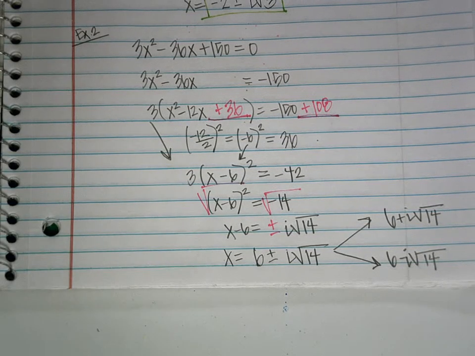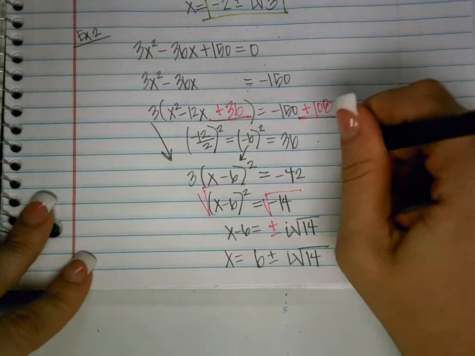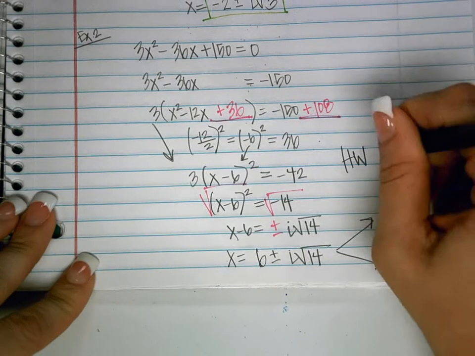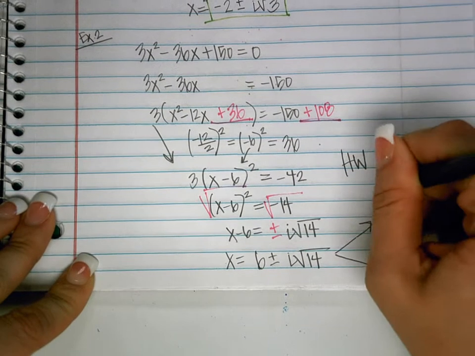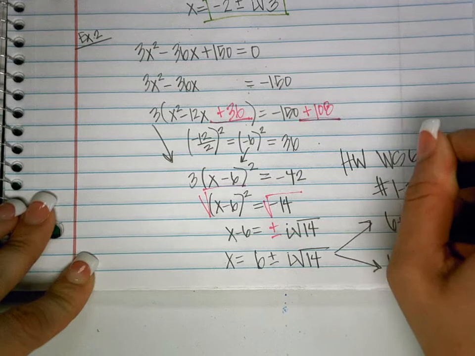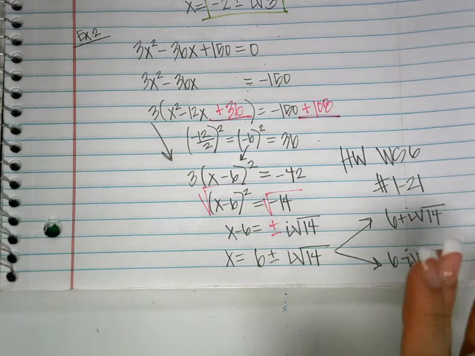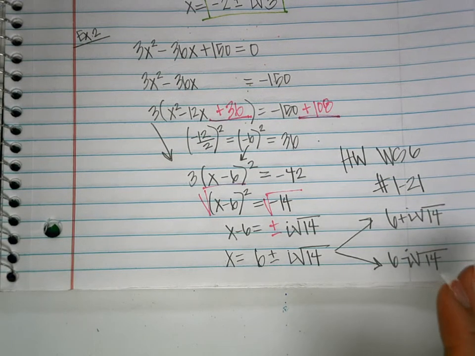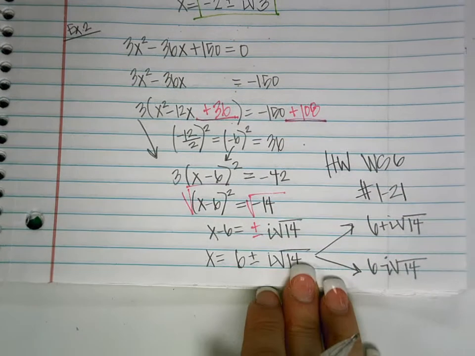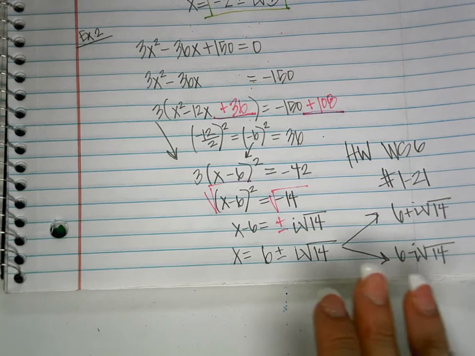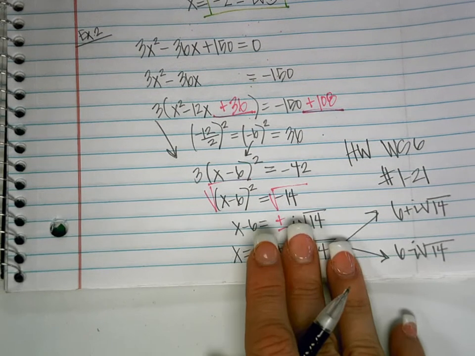No. Okay, homework for this objective. Listen, you guys are doing worksheet 6. It is numbers 1 through 21. Now, this worksheet is not in your green workbooks, so I will give you this worksheet.